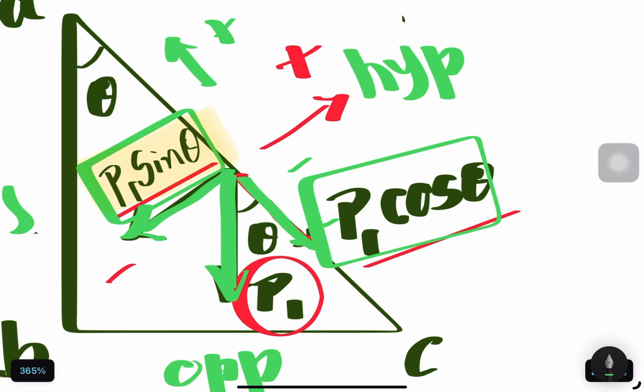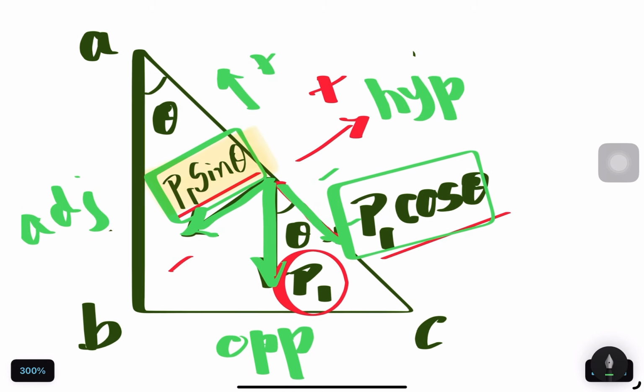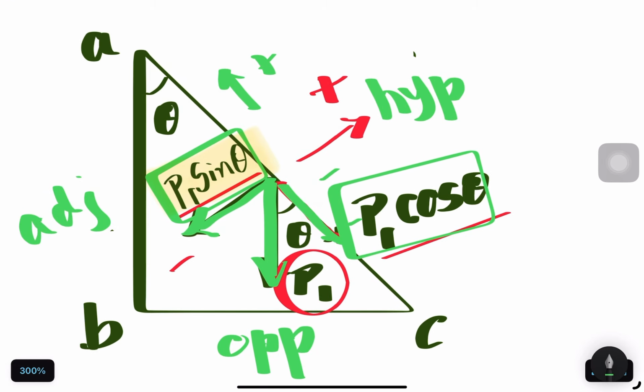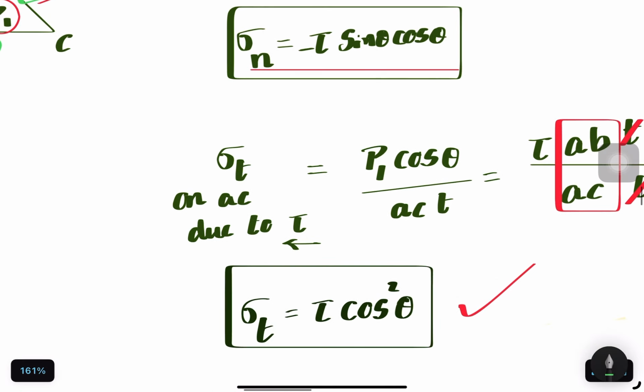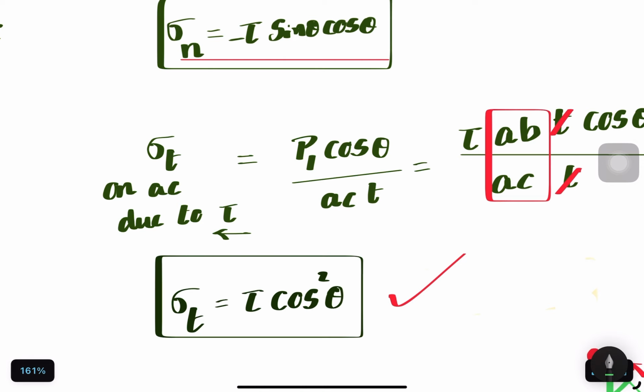So it's going to be the inclined area, which is AC into thickness. Got it? So load is P1 cos theta divided by AC into thickness. So that is the tangential load. So here we go. That is P1 cos theta divided by AC into thickness.